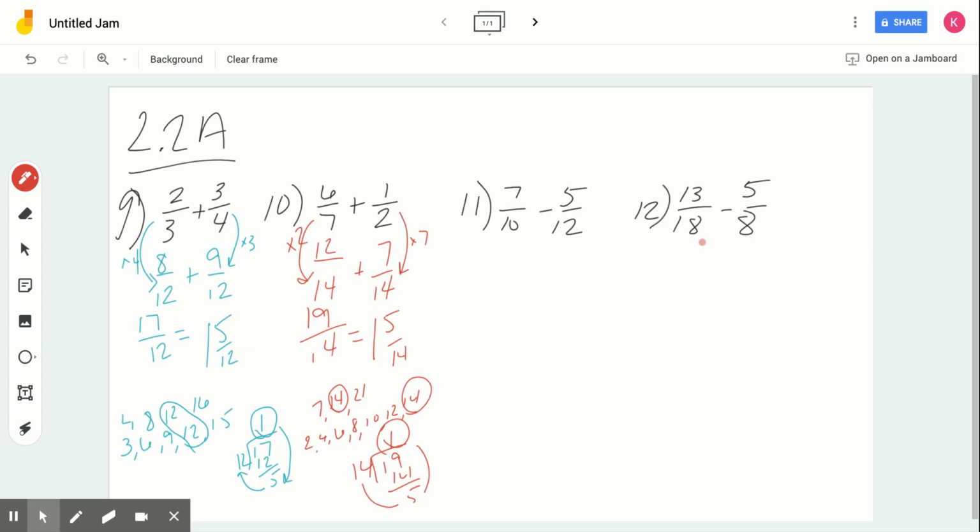Now you'll see here 11 and 12 are the same type of problem, except instead of adding, we're going to be subtracting. So here we need the multiples of 10 and 12. So we should know the multiples of 10. So let's start by counting by 12s. So 12, 24, 36, 48, 60, 72. And again, we can count by 10s: 10, 20, 30, 40, 50, 60, 70. So we can see that their least common multiple will be 60.